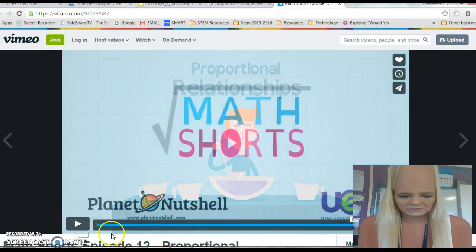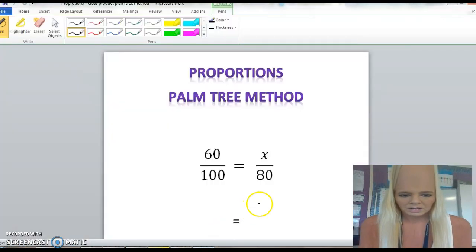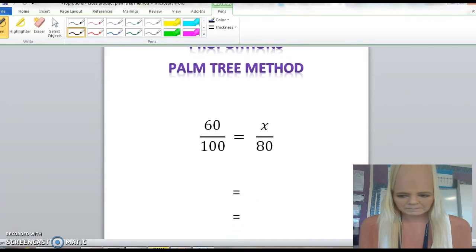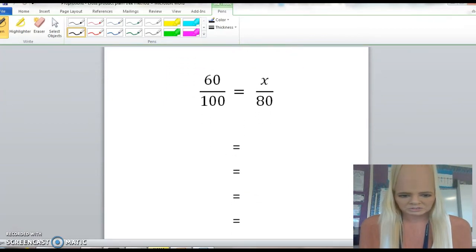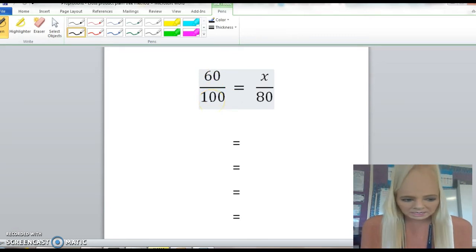Alright, so that was just a little video to help you. If you need to rewind and play it again, you may do so. So we're going to fill out the palm tree graphic organizer, and you'll see in a minute why it's called the palm tree method for solving proportions. So for example, let's talk about Carl's party. Say he needed 60 cups of juice and 100 cups of ginger ale, those were proportional, and made a good kind of punch for a party.